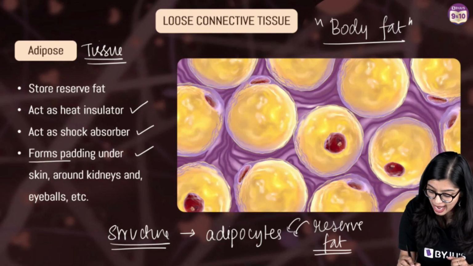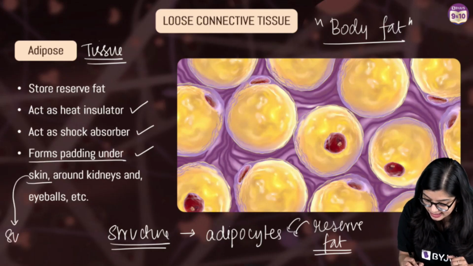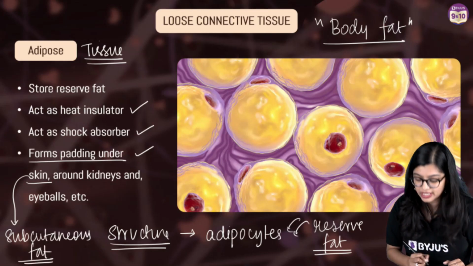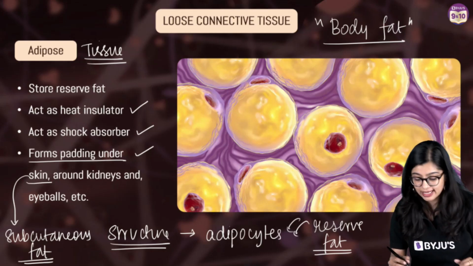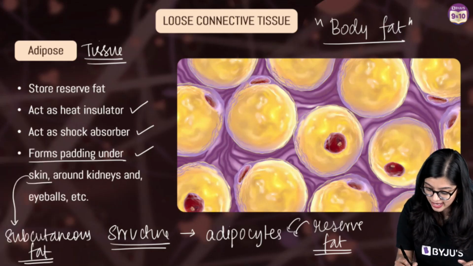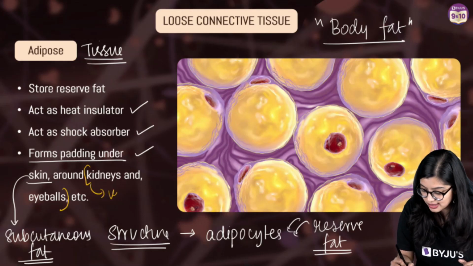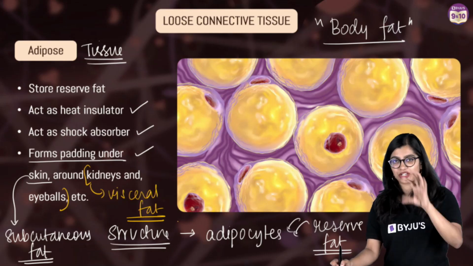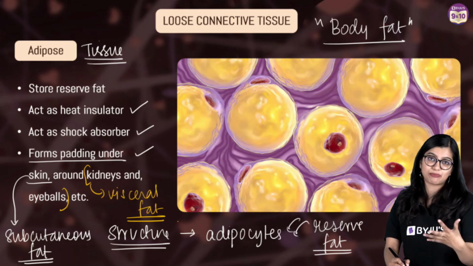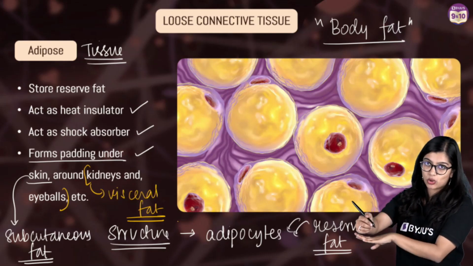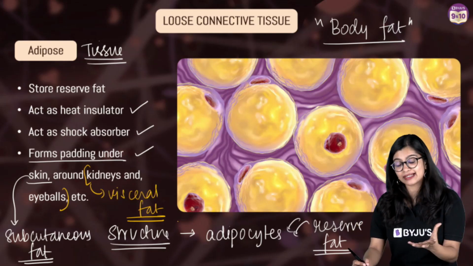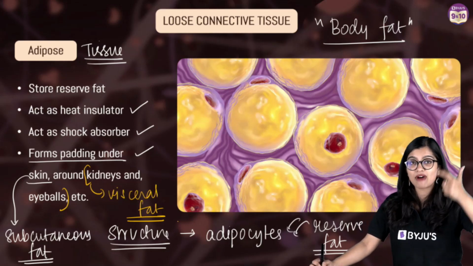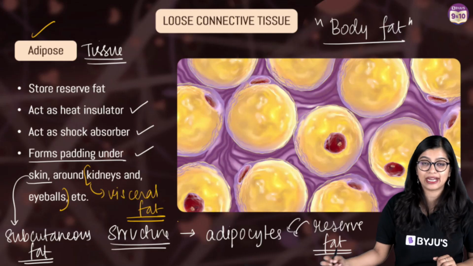Now, if it forms a padding under the skin, we call this subcutaneous fat, right? While we also see that there is fat that surrounds the kidneys and various important organs. This is what we call visceral fat. So this right here is just some extra information on what is visceral fat and subcutaneous fat. Subcutaneous, below the skin. Visceral, that is acting as a packaging for some important internal organs. So this is the structure, function and location of your adipose tissue.